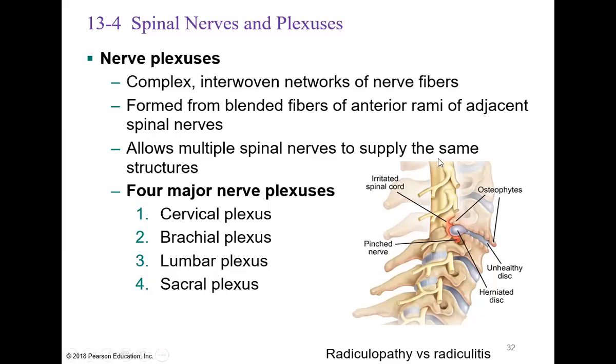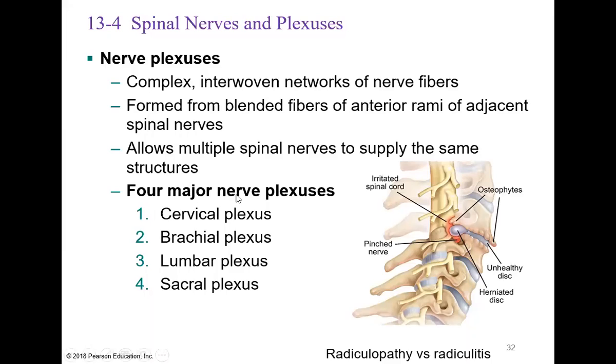Whenever we're looking at our plexuses, these are networks of nerve fibers. You can see here that we have the spinal nerve coming from the spinal cord. Remember, our plexuses are going to come from the ventral ramus of the spinal nerve, so the anterior rami, and this allows multiple spinal nerves to supply the same structures. So what you're going to see as we walk through some of these nerves is that it's not going to be just C5, okay? It's not going to be just L1. It could be L1 through L4. Different nerves will pick up different spinal roots and combine them all together into one in order to create this peripheral nerve.